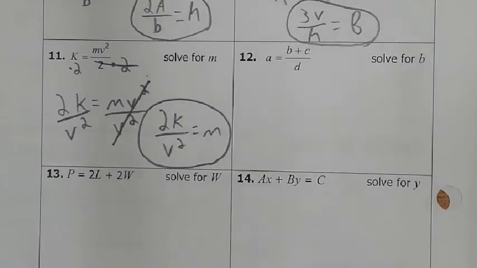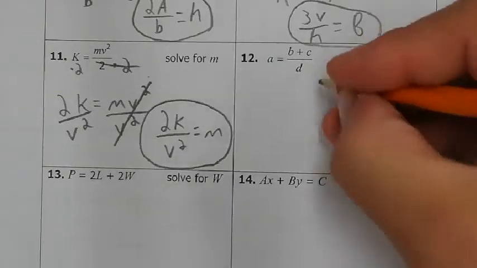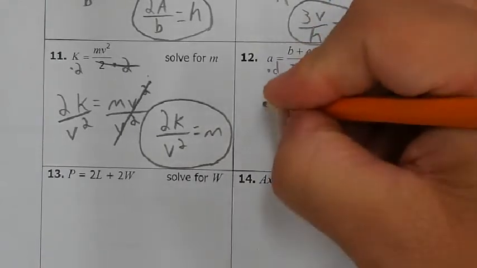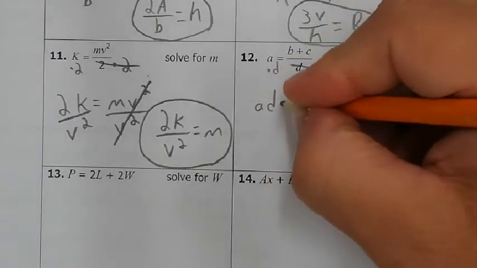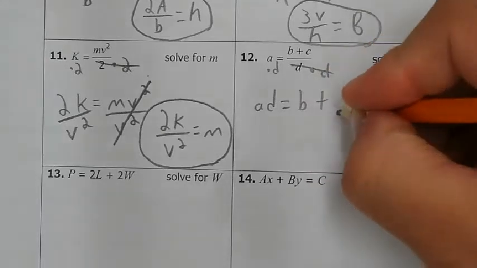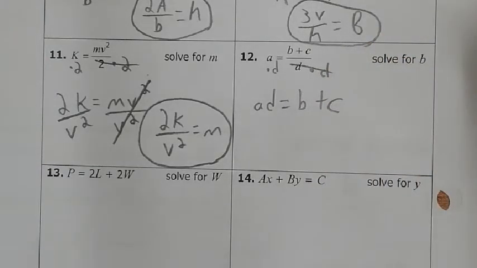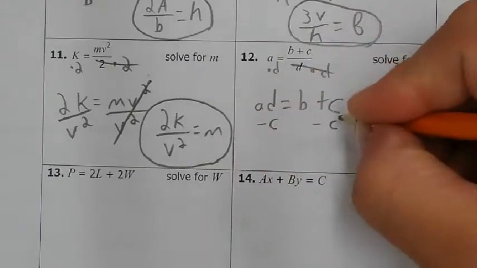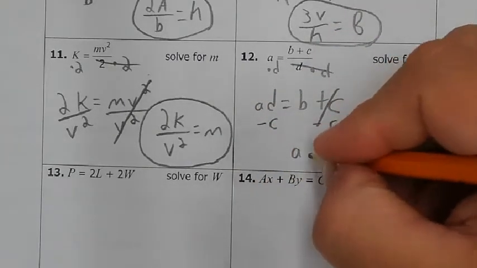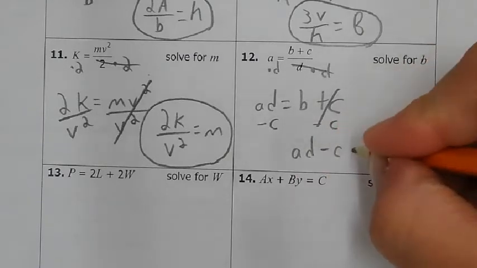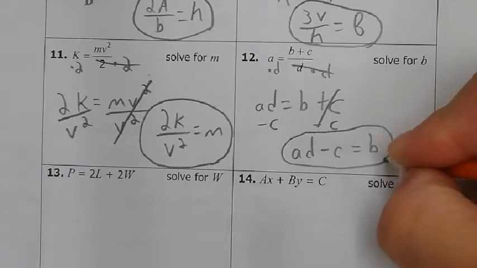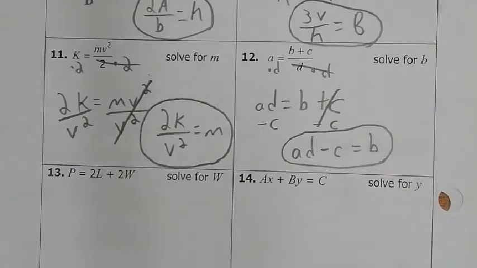Okay. So number 12, we're trying to get b by itself. So we first multiply by d, and that gives us ad equals b plus c. Now you're going to subtract c. Good. Subtract c, so it would be ad minus c equals b. So the goal is just to get whatever variable it's asking for by itself.